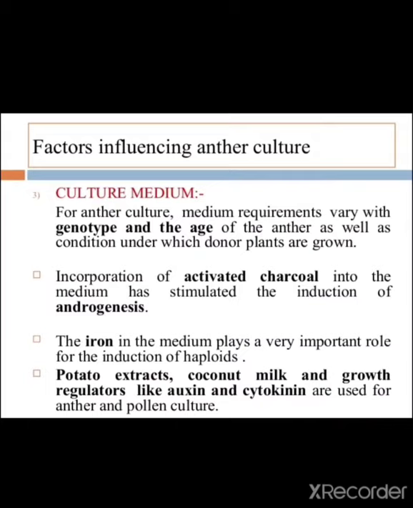Third factor is culture medium. For anther culture, medium requirements vary with the genotype of the anther, as well as the conditions under which donor plants are grown. Incorporation of activated charcoal into the medium has stimulated the induction of the androgenesis process. The iron in the medium plays a very important role in the induction of haploids. Potato extract, coconut milk, and growth regulators like auxin and cytokinin are also used for anther and pollen culture.